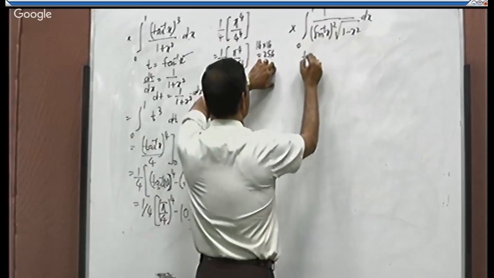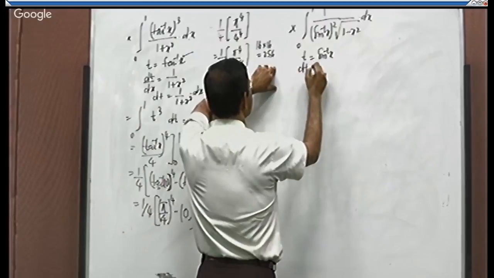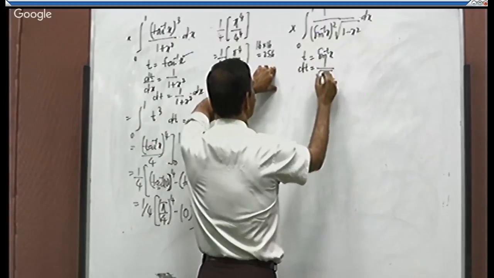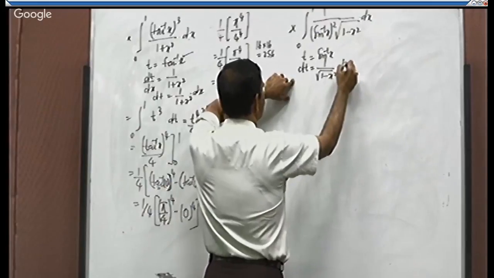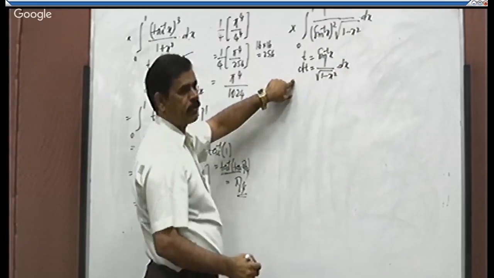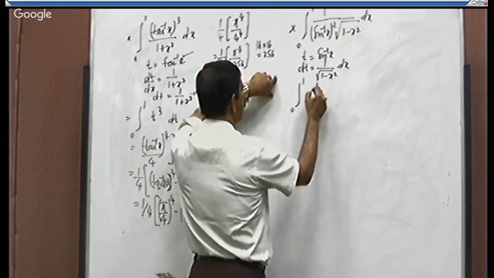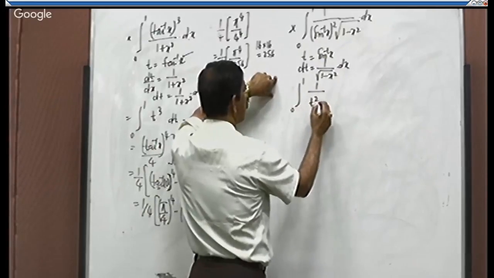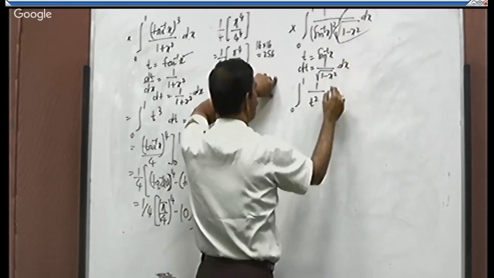Let t be equal to sin inverse x. dt by dx is equal to 1 by root of 1 minus x square. I am taking dx directly to the denominator on the other side. So the problem reduces to 0 to 1, 1 by t square. What is remaining? The whole thing remaining becomes dt.